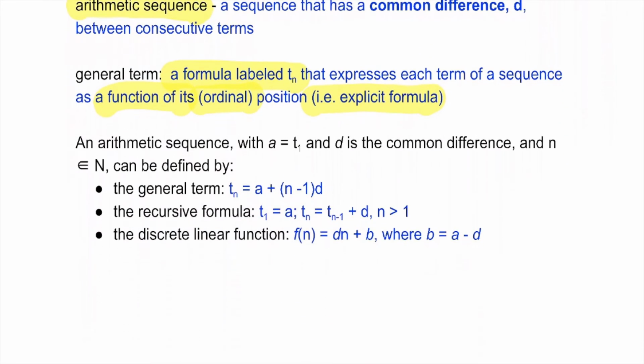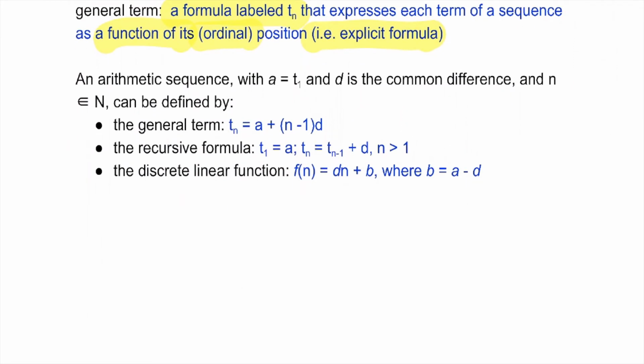Specifically, if we look at an arithmetic sequence, we define this variable a as the first term in our sequence, t of 1, and d is the common difference. In other words, what's the difference between each of the terms, and n is obviously an element of the natural numbers. Then we could define the general term to be this equation. t of n is the first term plus, and then we take how many terms there are, or what's the ordinal, what's the term number, minus 1 times d. We're actually going to get that term number.